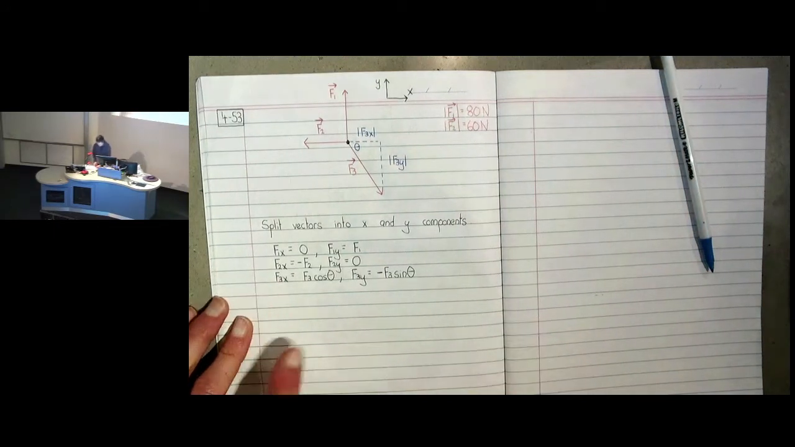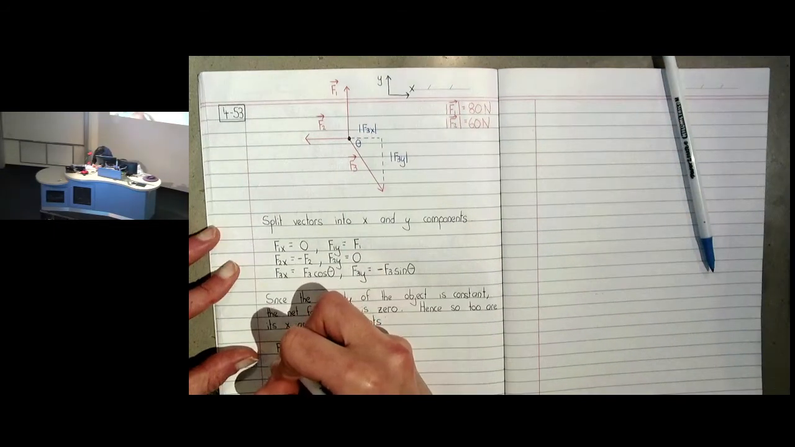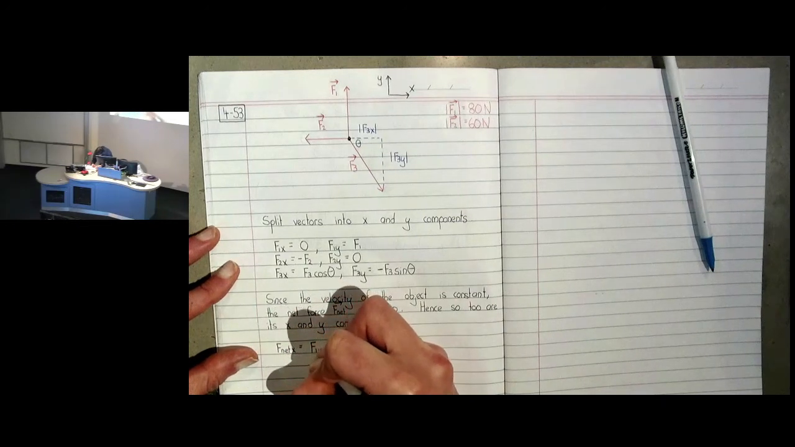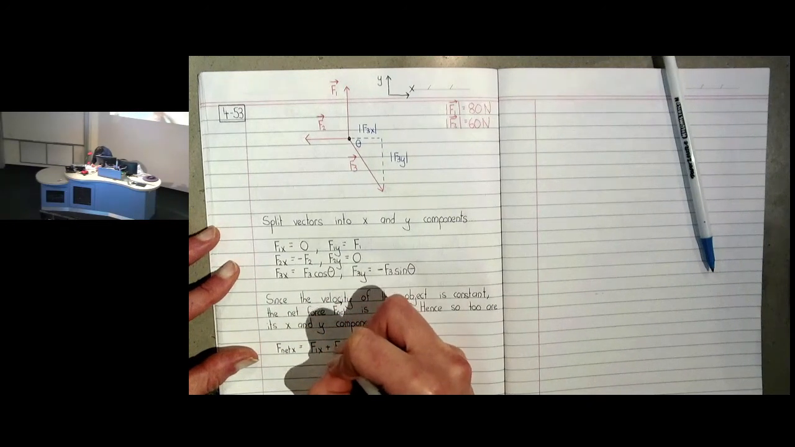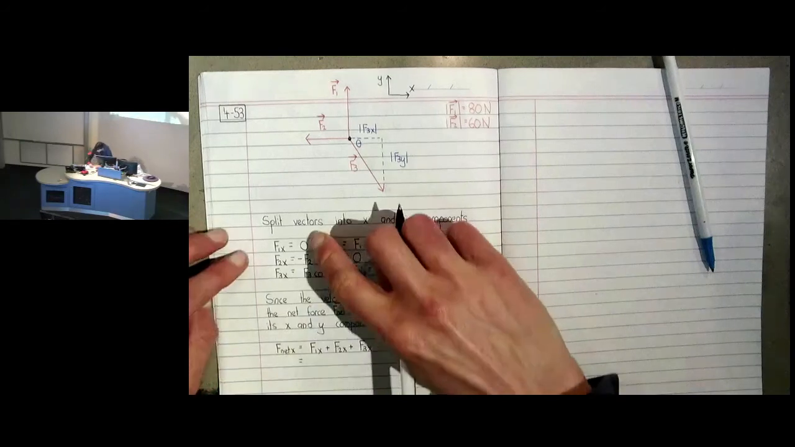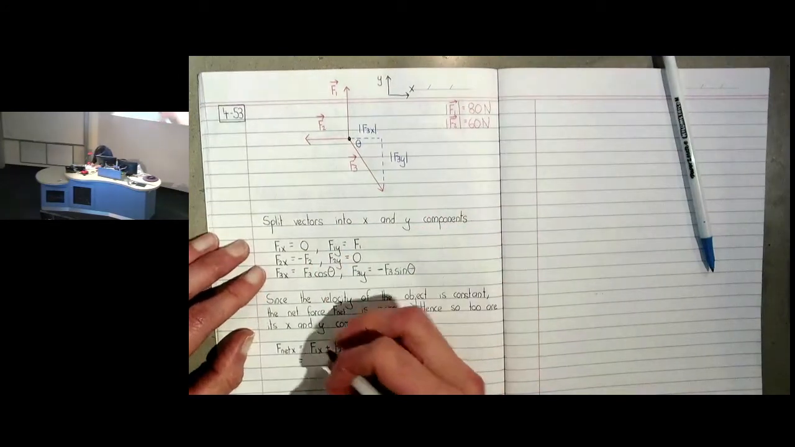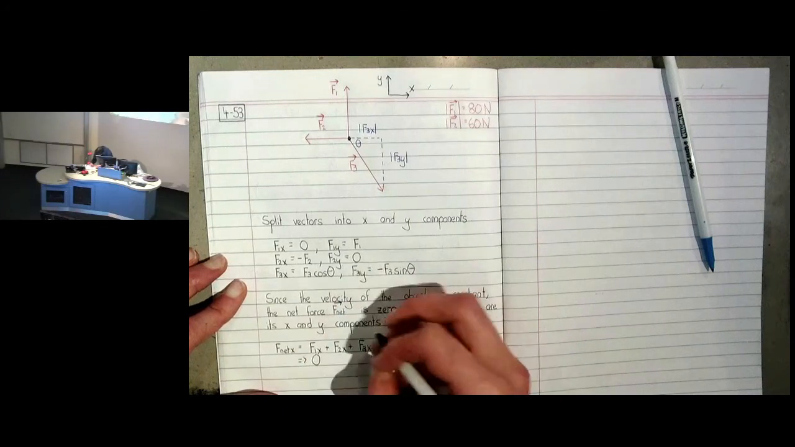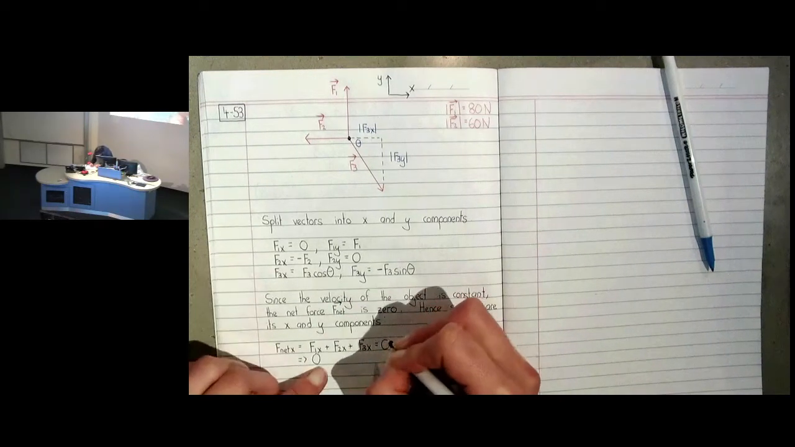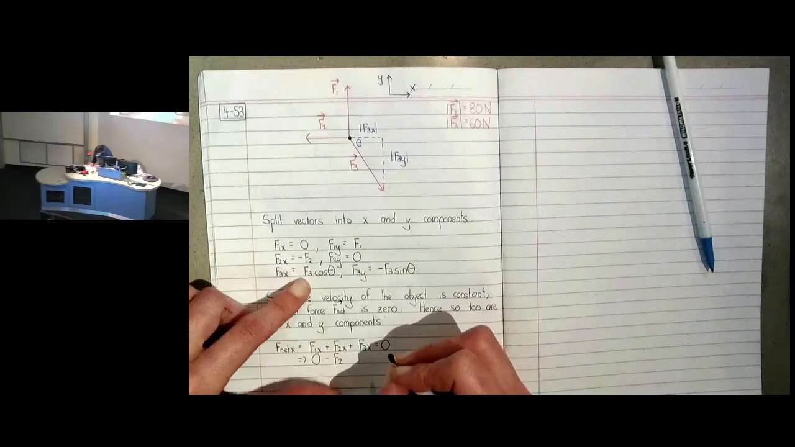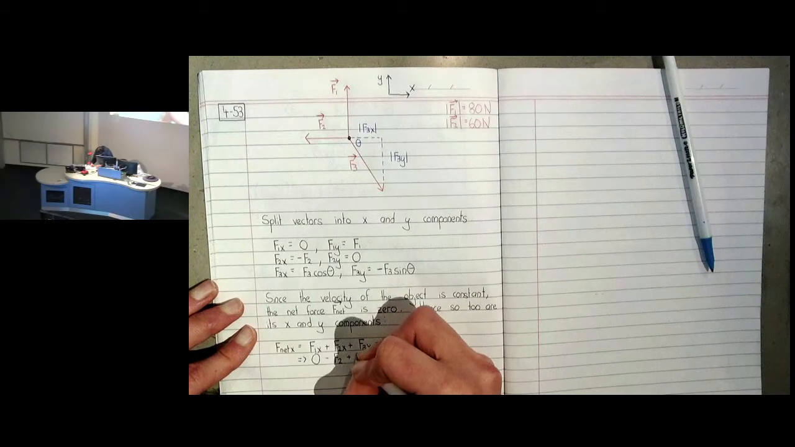And now we want to add these components up. We're going to have that the net force in the x direction is going to be the x component of F1 plus the x component of F2 plus the x component of F3. And if we just substitute in these expressions for these quantities, we find that, well, that's going to be 0 minus F2 plus F3 cos theta.